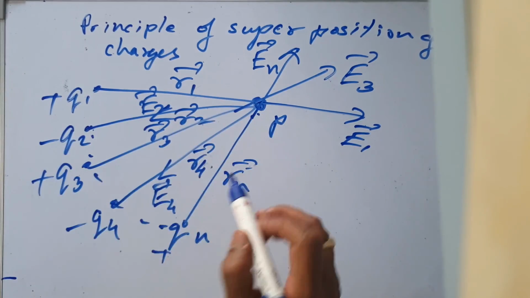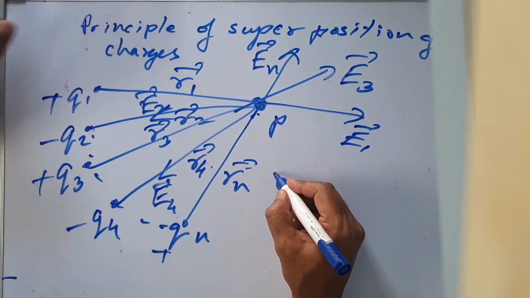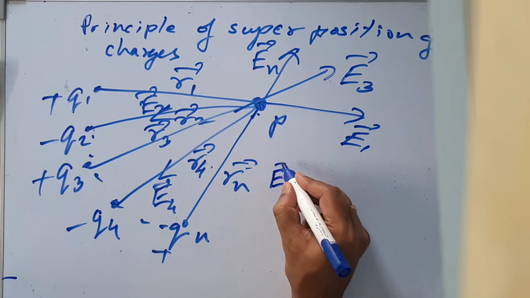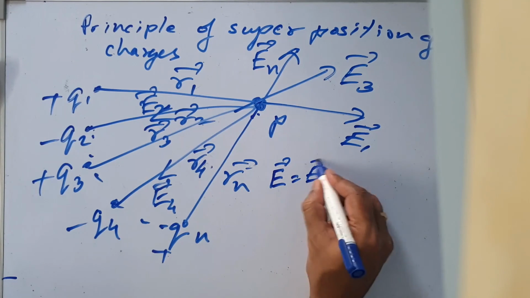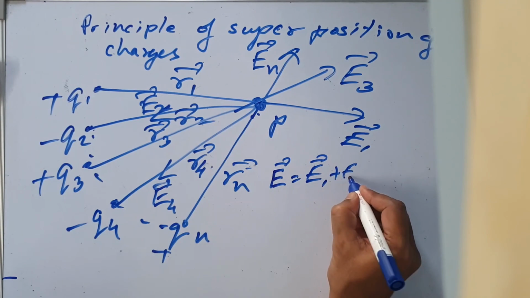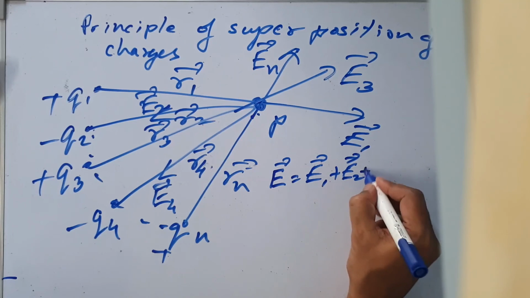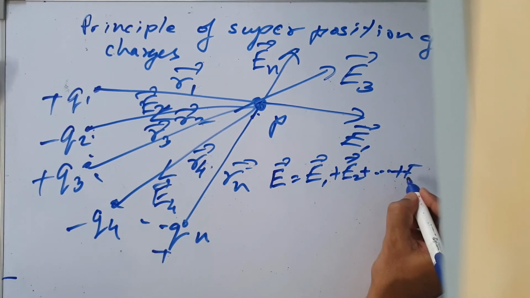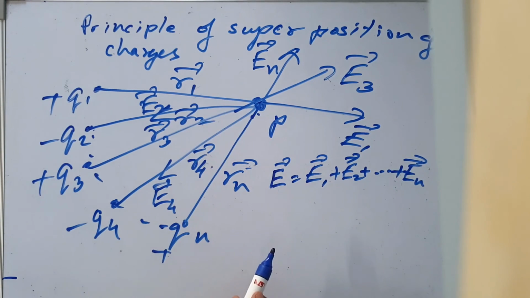Therefore, the resultant electric field intensity here will be, by the principle of superposition, vector E is equal to vector E1 plus vector E2 plus and so on, plus vector En. This is the principle of superposition of charges. We have applied it for force between multiple charges as well as how to find the resultant intensity of electric field at a point due to these charges.